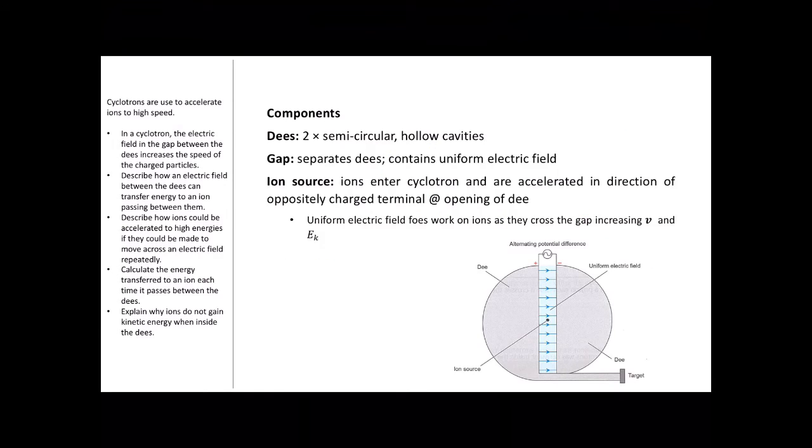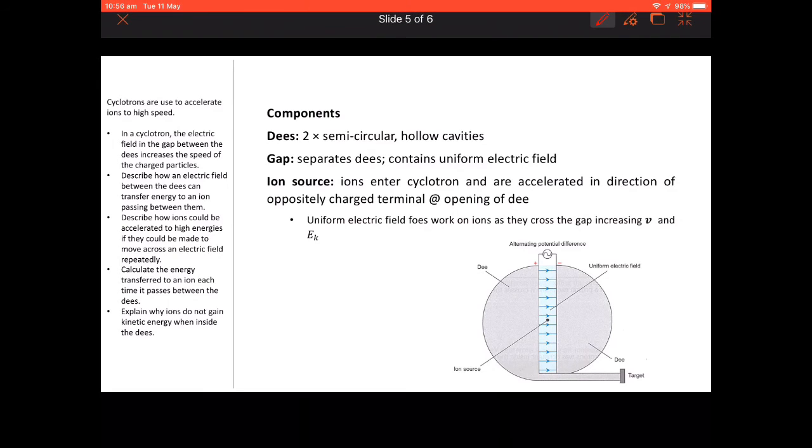So we'll just quickly run through the components. The Ds are two semicircular hollow cavities, so here and here. The gap, which is from here to here, separates the Ds, and this contains a uniform electric field. The ion source here is where the ions enter the cyclotron, and they're accelerated in the direction of the oppositely charged terminal at the opening of the D, and obviously it'll just be one D at a time that is oppositely charged, and that will alternate, which we'll look at in a sec.